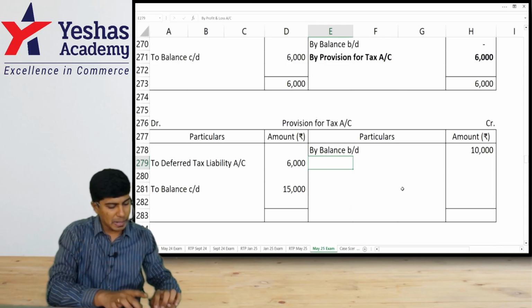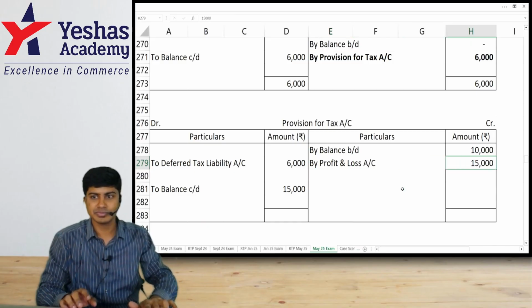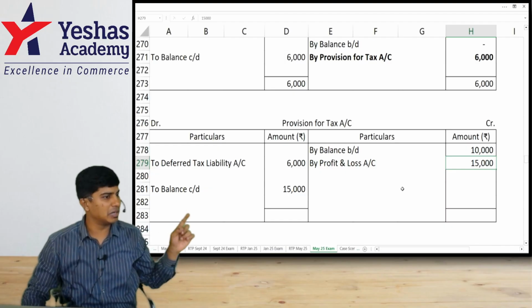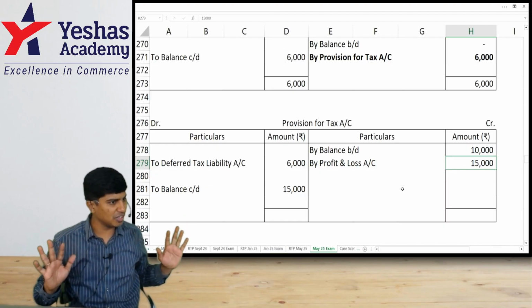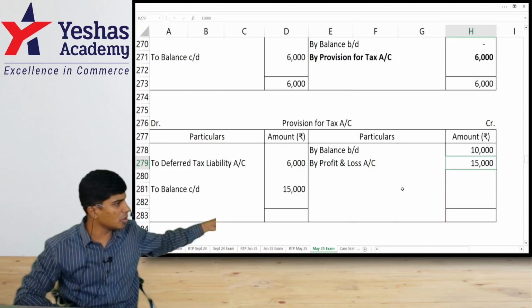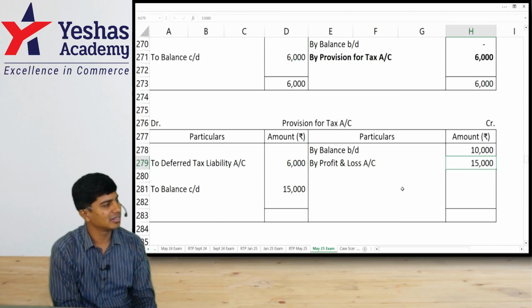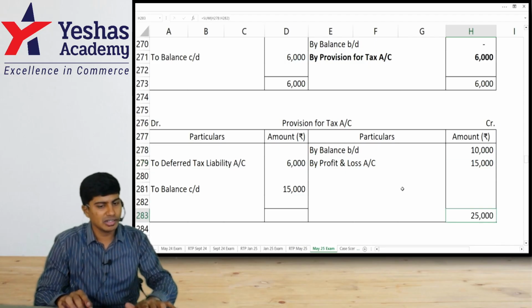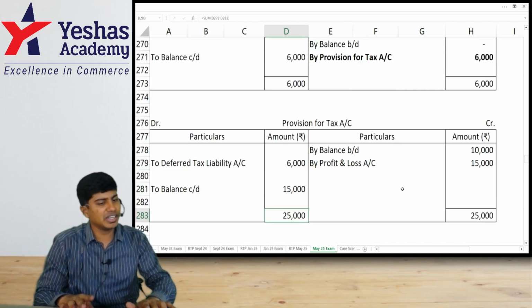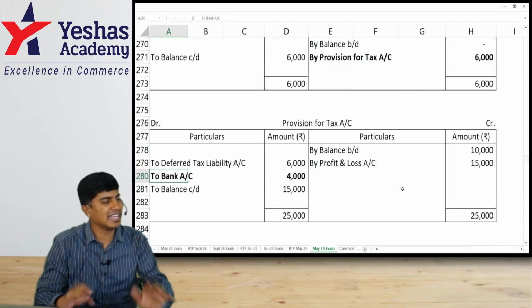Tax expense will be by P&L, no? 15. Expense will increase the liability. Current year, tax expense is 15. So, provision has to be increased, no, by 15. Now, identify the balancing figure that will be tax paid during the year. How much do we get? 10 plus 15? 25. 25 and here 21 is there. 4,000 is the tax paid.